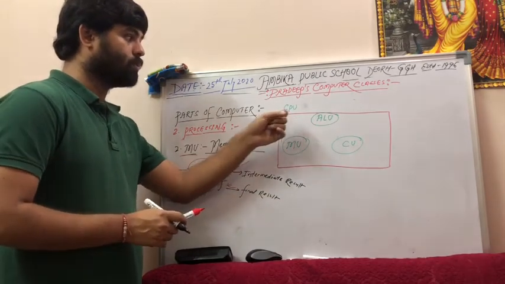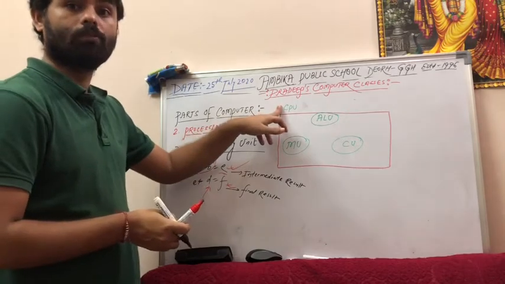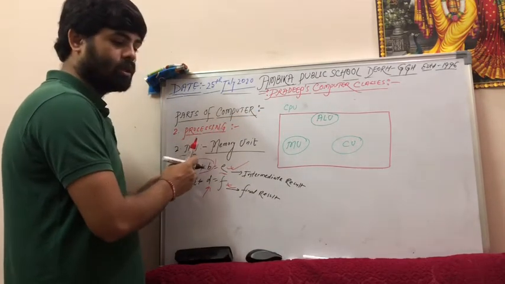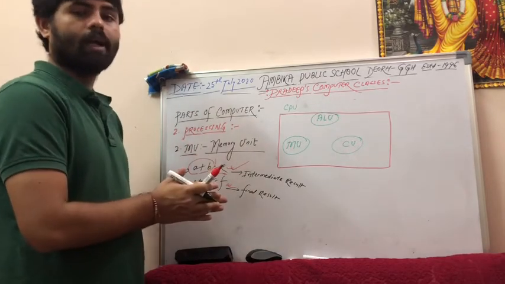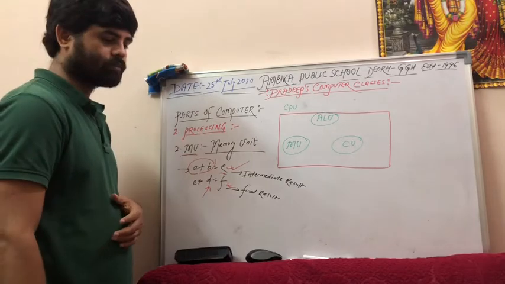It is a part of the CPU. See, these all are the parts of the CPU. That is why the CPU is called the brain of the computer. So the CPU has the MU, memory unit, which is storing the data and giving the intermediate and final result. Okay.